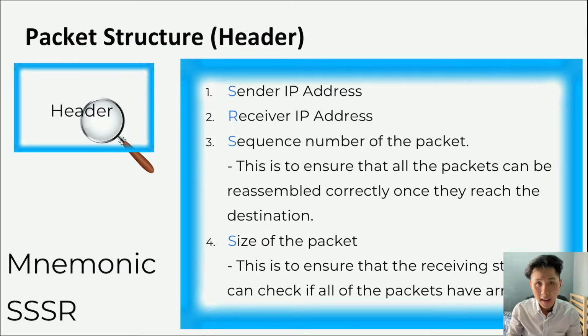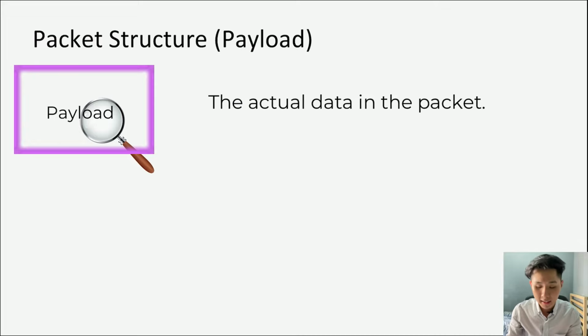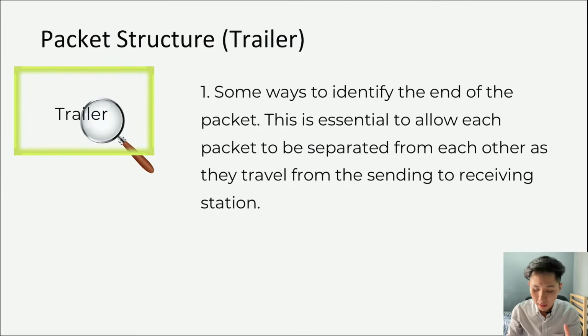One way I use to remember the items inside the header is this mnemonic called SSSR. The S's stand for sender IP address, receiver IP address, sequence number, and also size. Let's move on. The second part of the packet is called the payload. It basically stores the actual data in the packet, very straightforward. This is followed by the trailer of the packet, which is a way to identify the end of the packet, telling the receiving station that this is the end of the packet. It also allows each packet to be separated from each other as they travel from the sending to the receiving station.